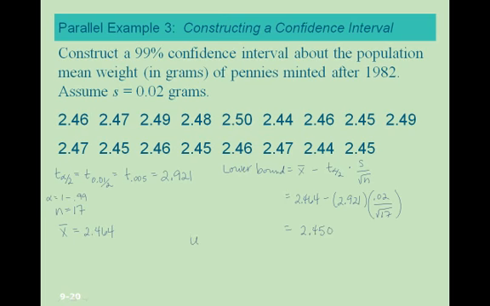Now let's calculate the upper bound. Remember, that's the same formula except this time we're adding. So we have 2.464 plus 2.921 times 0.02 over the square root of 17. And we see that we get a value for our upper bound of about 2.478. So then we're 99% confident that the mean weight of pennies minted after 1982 is between our lower bound of 2.450 and our upper bound of 2.478.